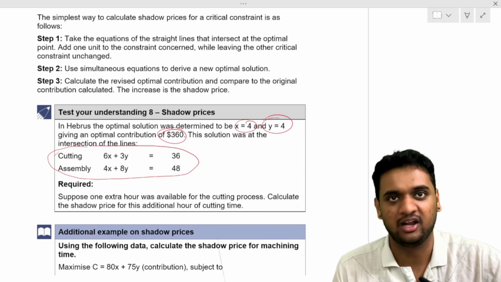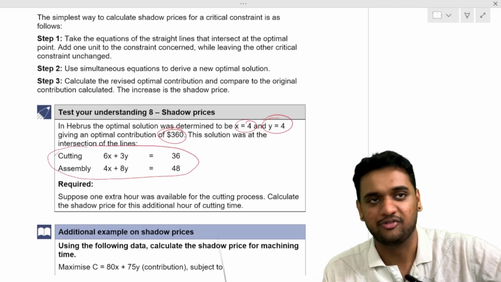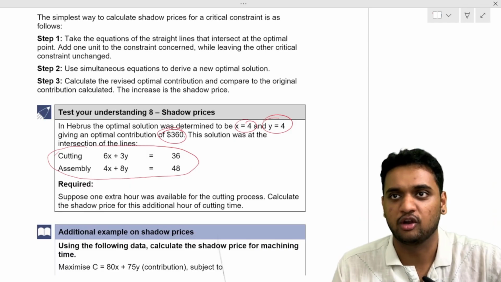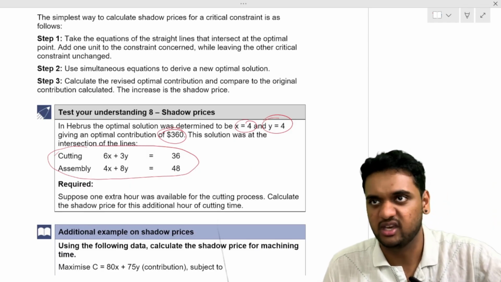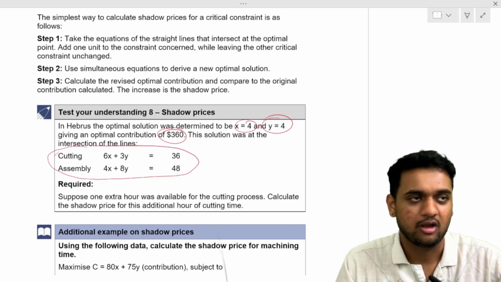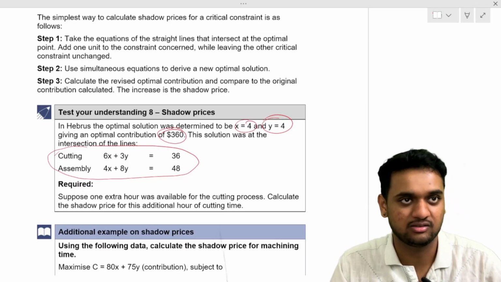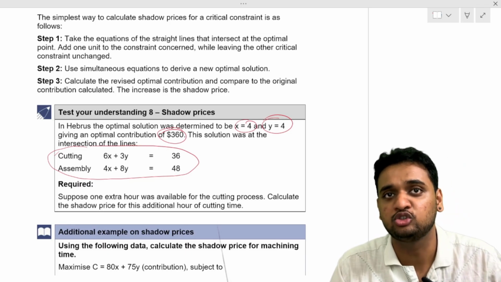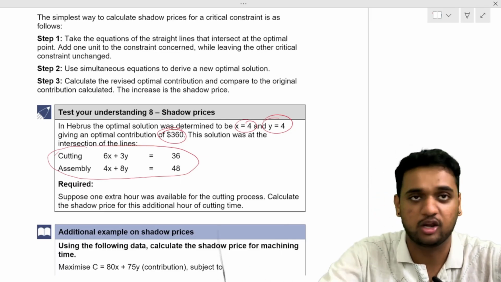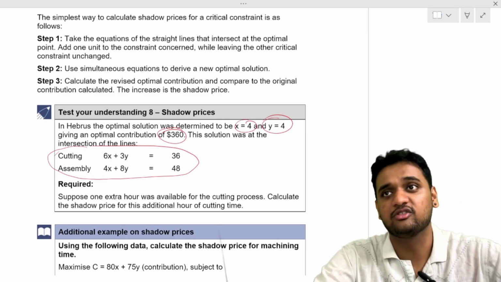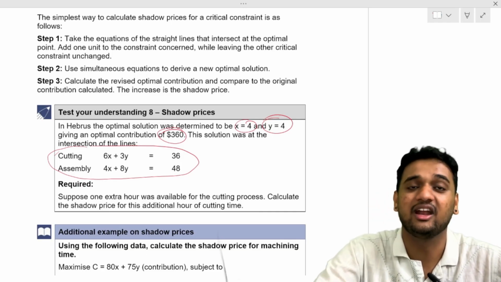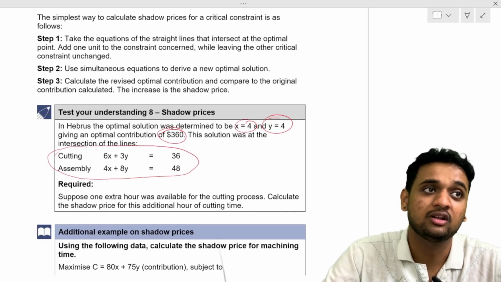Suppose the chef is currently working for 40 hours. We are getting a contribution of 2000 rupees. If the chef works for 41 hours, we are getting a contribution of 2030.